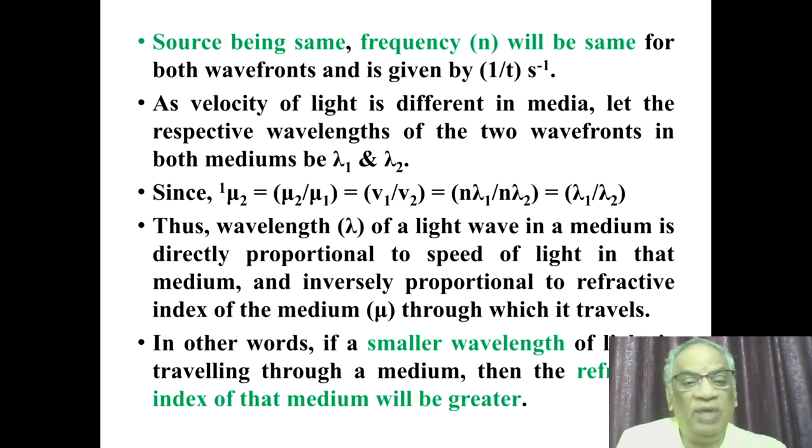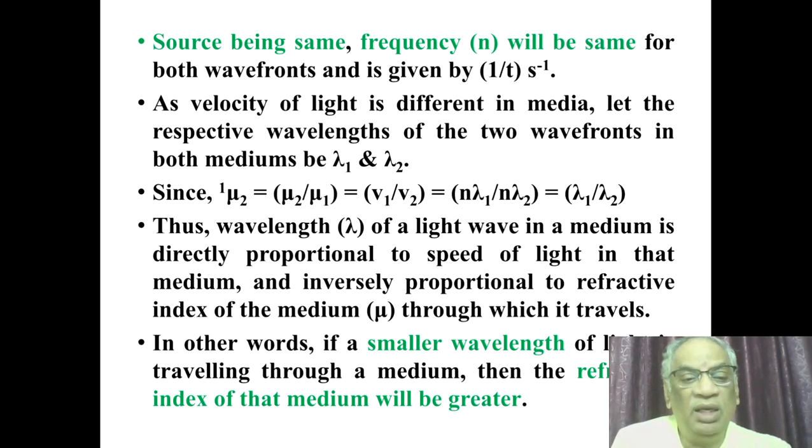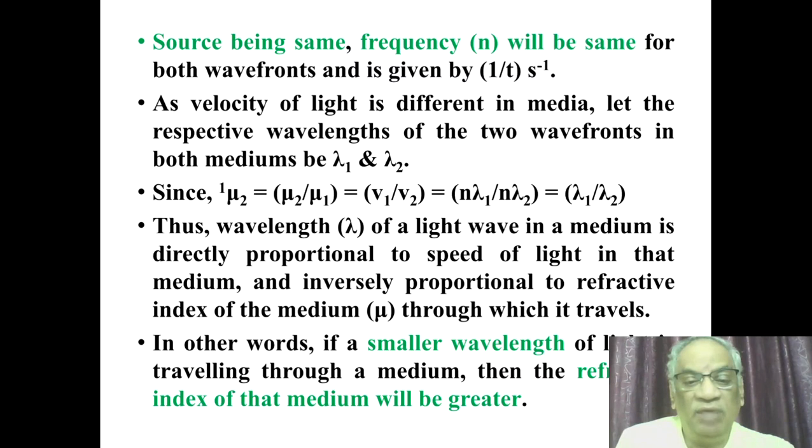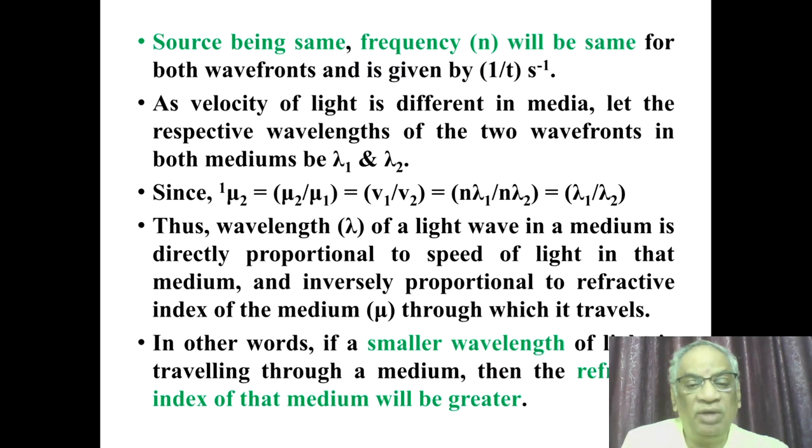Thus, the wavelength of light in a medium is directly proportional to the speed of light in that medium and inversely proportional to the refractive index mu of the medium through which it travels. In other words, if light of a smaller wavelength is traveling through a medium, then the refractive index of that medium will be greater, and the reverse is also true. So this is how the Huygens wave theory of light can be used to explain the principles of reflection, refraction, and their effect on the frequency and wavelength of light.